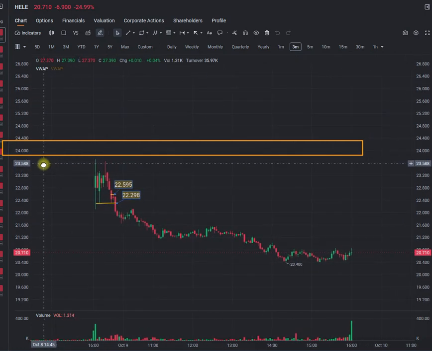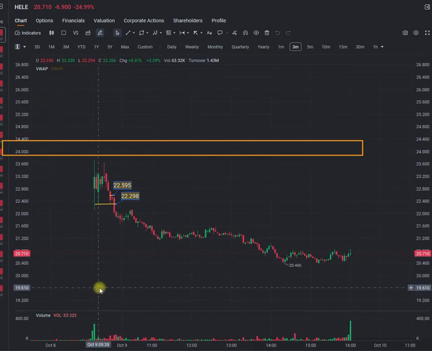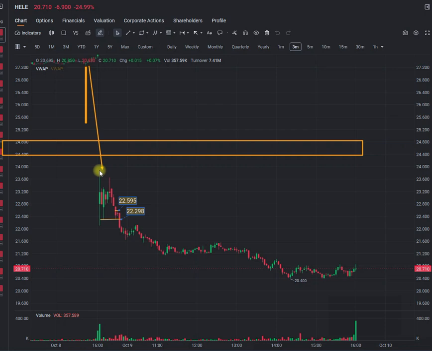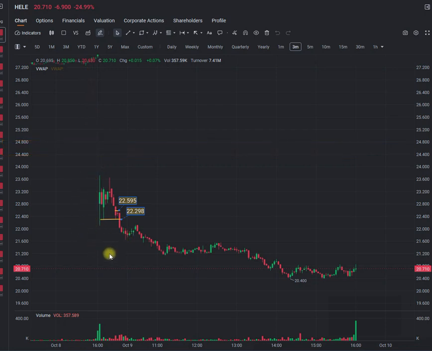Okay, so this is the chart of HELE, and not a pretty one. You can obviously see here the huge gap down. Huge gap down. And the stock starts to trade lower, and now again you want to figure out an entry point short, assuming the stock is shortable. And in this case it is shortable.